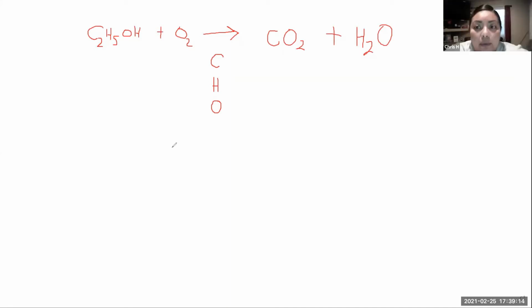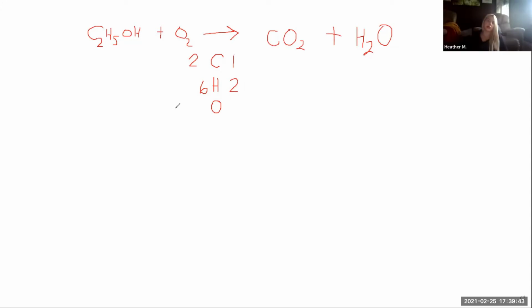You're going to see how many you have. So on the reactant side, how many do I have? 2 carbon. On the product side, 1 carbon. Hydrogens on the reactant side, 6, and on the product side, 2. Oxygens on the reactant side, 3, and on the product side.